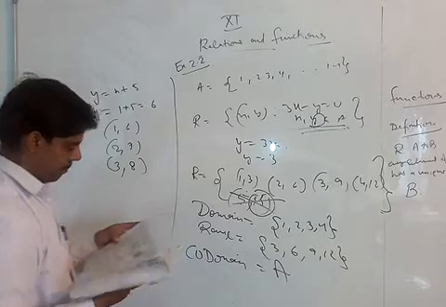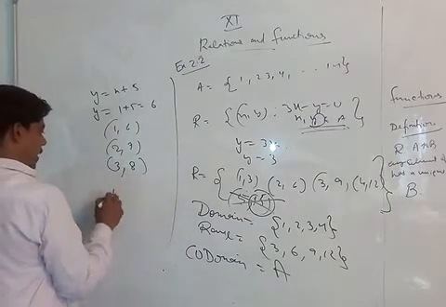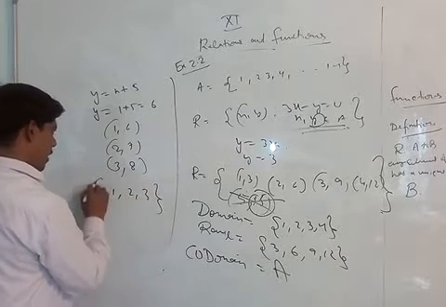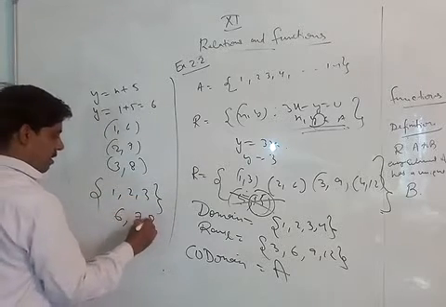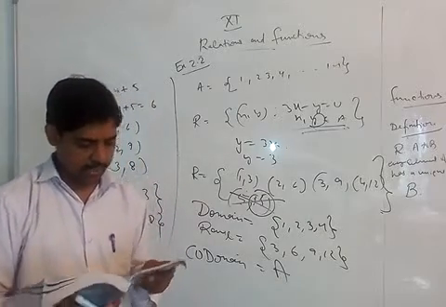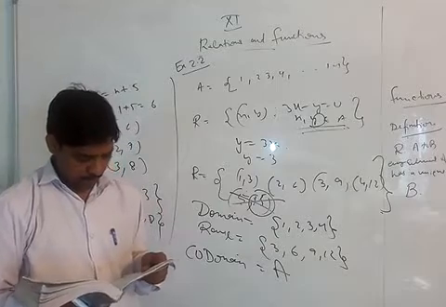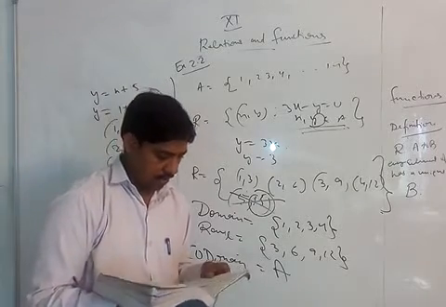And this is the relation. Write the domain. Domain is 1, 2, 3. Write the range. Range is 6, 7, 8, right? So this way you can complete the question. You can try the third one. I am just doing question number 4.